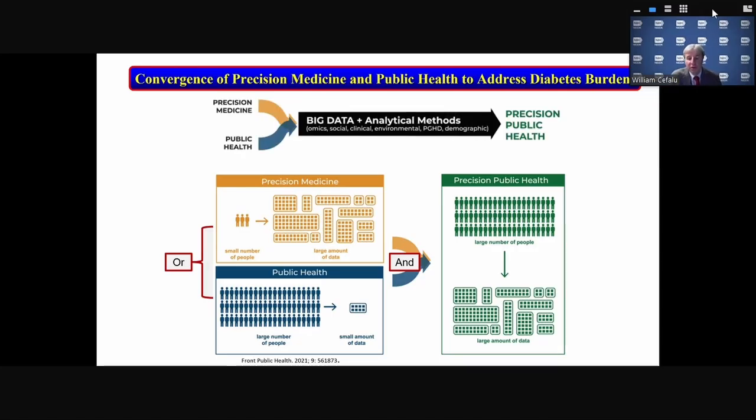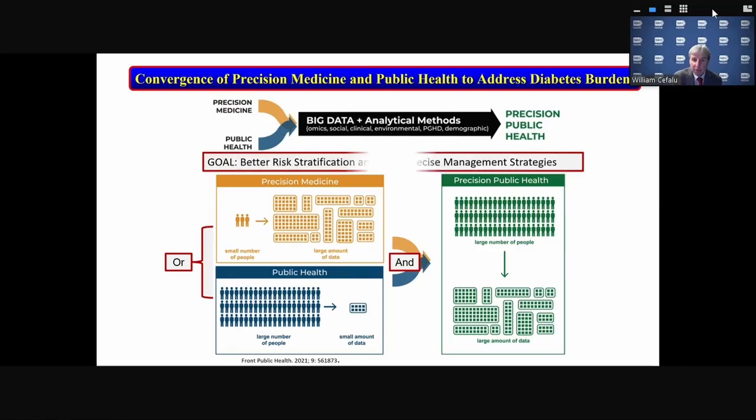And what they're referring to is we take the best of precision medicine, the deeper dive in phenotyping, and we take the concepts from public health and the convergence of big data and analytical methods to analyze the omics, the social factors, the clinical phenotyping, the environmental determinants, patient-derived health factors, the demographic factors, to arrive at this precision public health. And that was felt to be the approach we need to move forward to in the future. So with that being said, the goal here would be better risk factor stratification and more precise management strategies.